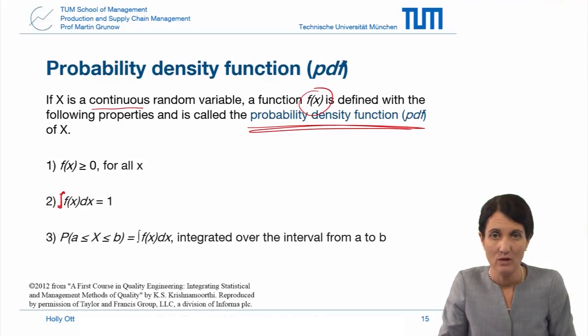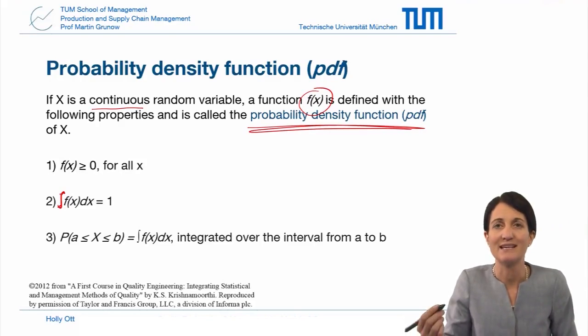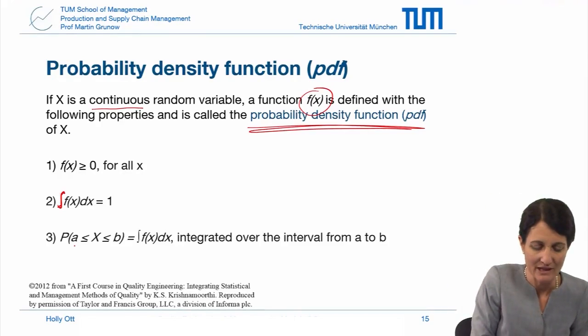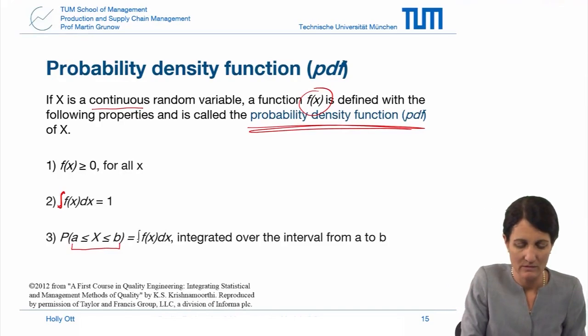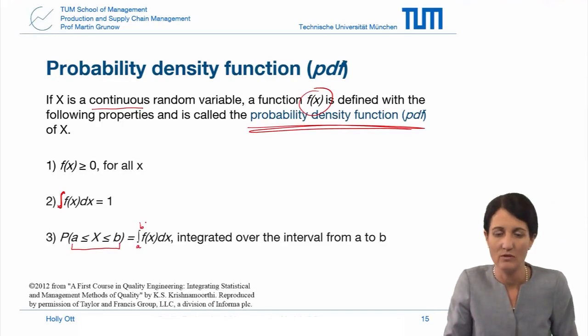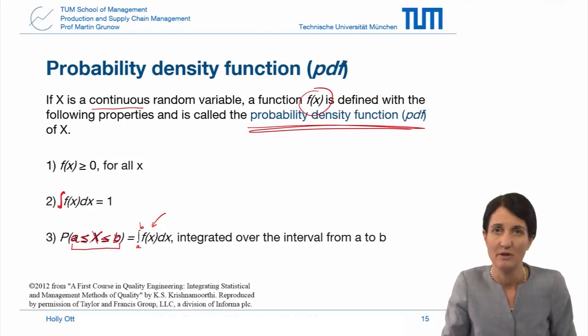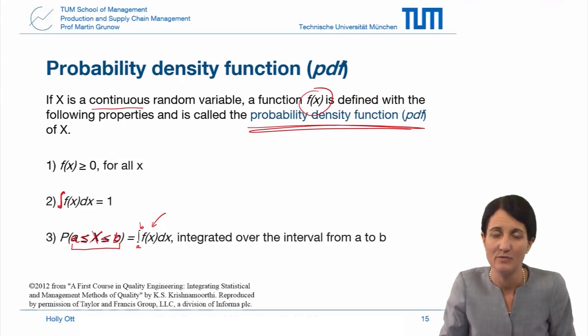And what this f of x means, since we have a continuous variable, we can never find the exact probability that will be exactly at a certain value of x. We have to look in an interval from two values such as a and b. And what we're going to do then is take the integral of our f of x from a to b, and that will give us the probability that x is in the interval from a to b.